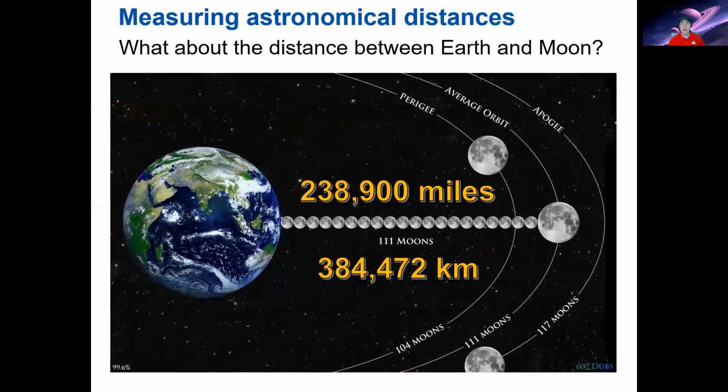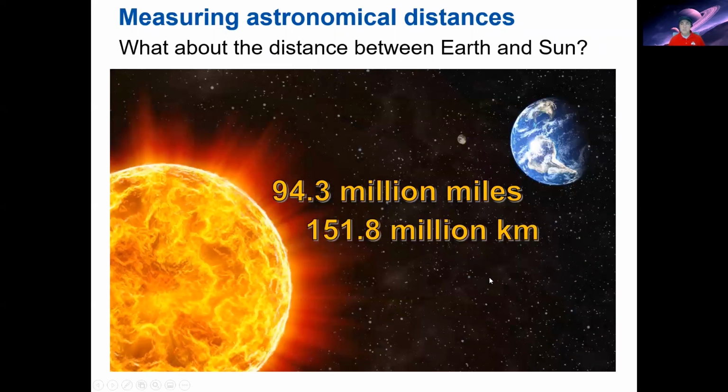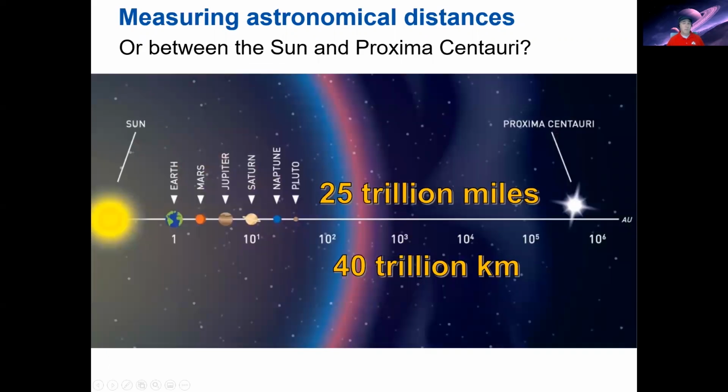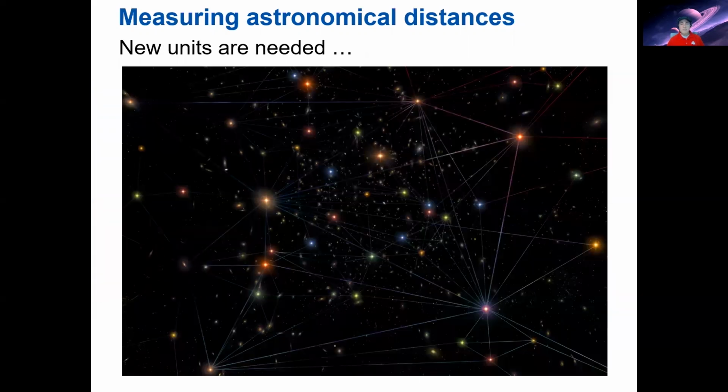The same idea applies to distances between celestial objects. Using miles or kilometers might be enough to measure the distance between Earth and the Moon, but it becomes difficult to use these units to measure larger distances, such as distance between Earth and the Sun, or between the Sun and Proxima Centauri, which is the closest star to our solar system. To measure the distances between celestial bodies, we need different units of distance.